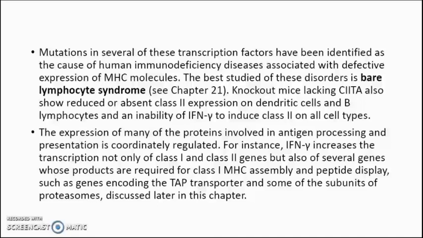The expression of many of the proteins involved in antigen processing and presentation is coordinately regulated. For instance, interferon gamma increases the transcription not only of class 1 and class 2 genes, but also of several genes whose products are required for class 1 MHC assembly and peptide display, such as genes encoding the TAP transporter and some of the subunits of proteasomes discussed later in this chapter.